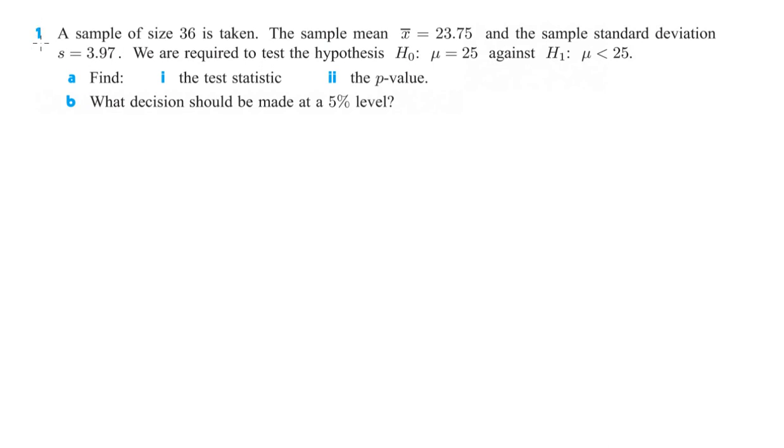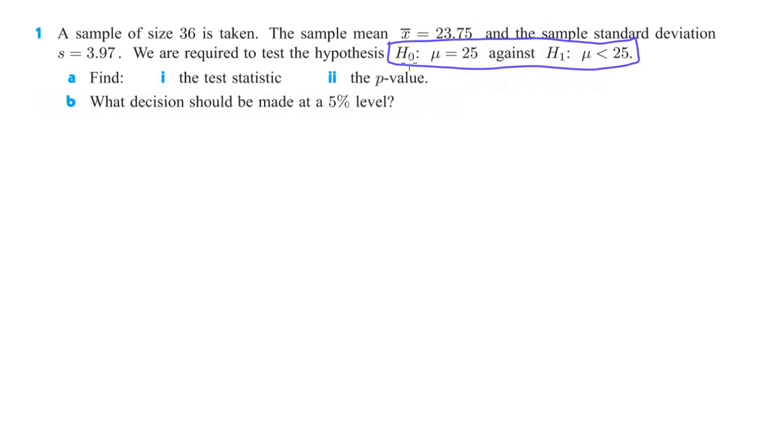First one we're going to take a look at here is number 1. A sample size of 36 is taken. The sample mean x̄ is 23.75. The sample standard deviation is 3.97. We're required to test hypothesis H0, where our mean is 25, against H1, our alternate hypothesis, where our mean is less than 25. So for part A, find the test statistic.